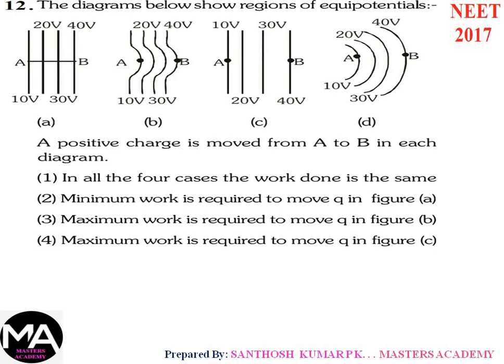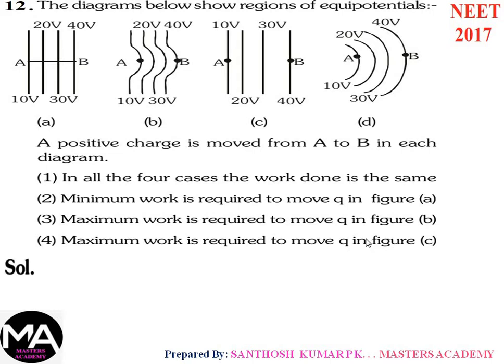Next problem. The diagram below shows regions of equipotential. That is, these 4 diagrams are nothing but the 4 equipotential regions. So a positive charge is moved from A to B in each diagram. In the options given: first, in all the 4 cases, the work done is the same. Second, minimum work is required to move Q in figure A. Maximum work is required to move Q in figure B. And maximum work is required to move Q in figure C.